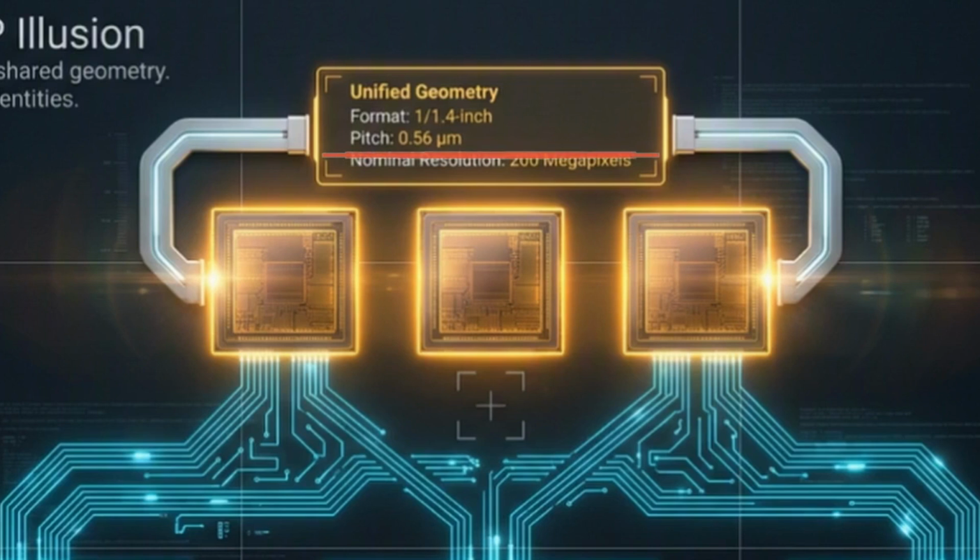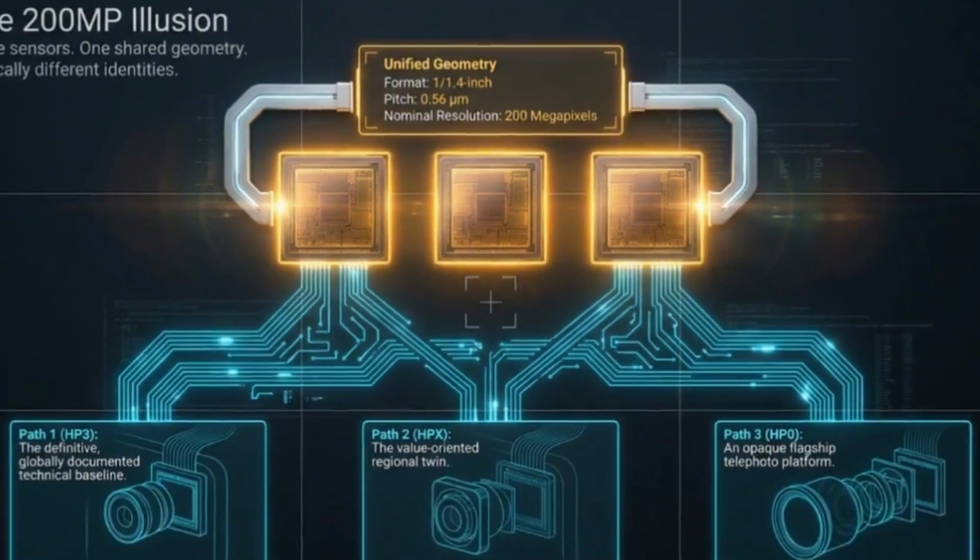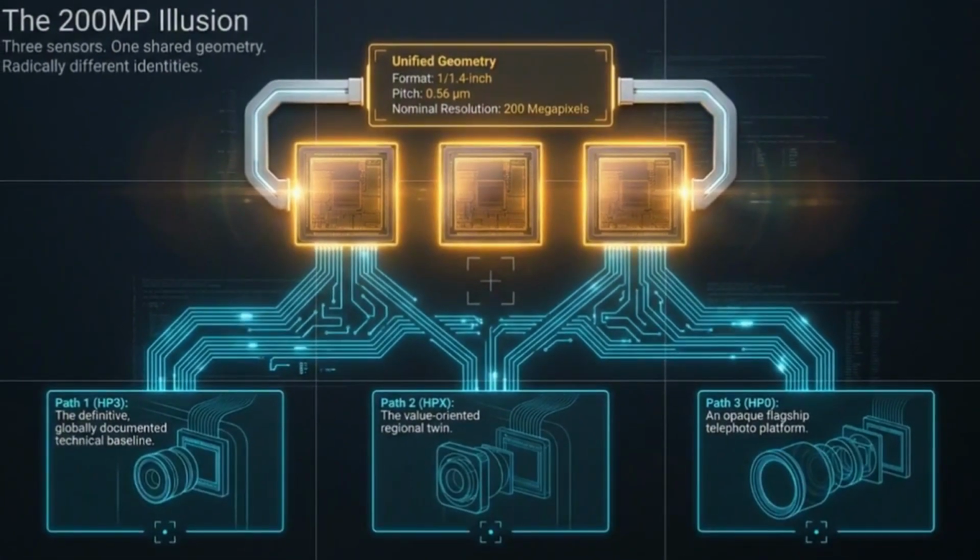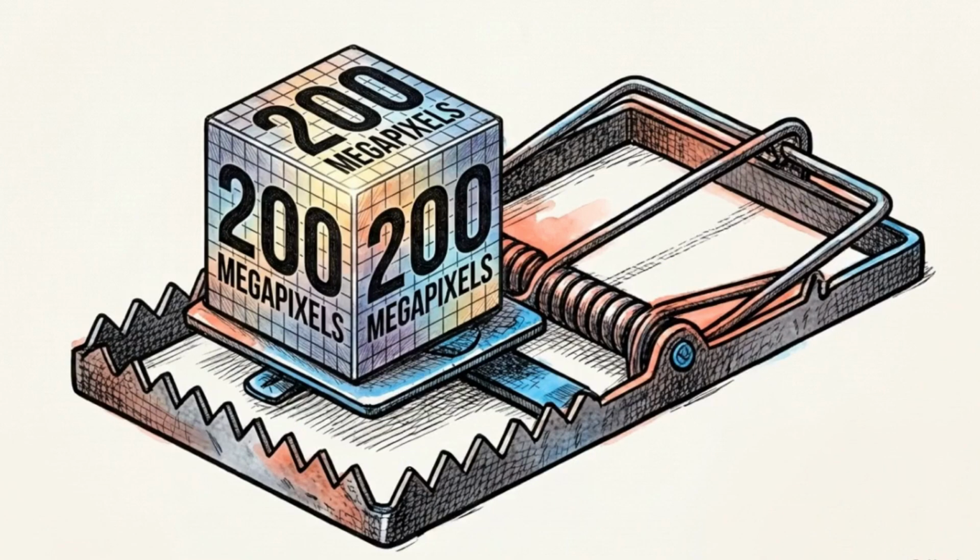The HP3, HPX, and HP0 share a unified geometry and exactly 200 megapixels. But this identical foundation fractures into three different identities: a technical baseline, a regional twin, and a flagship telephoto platform.